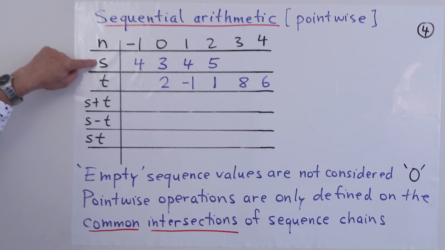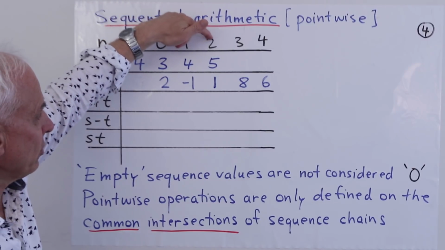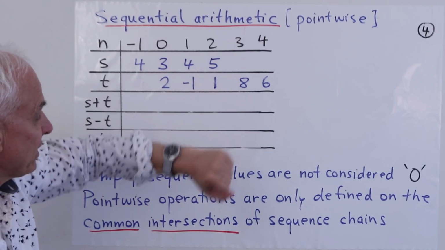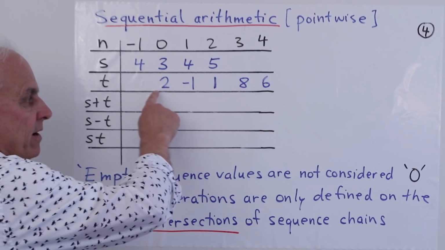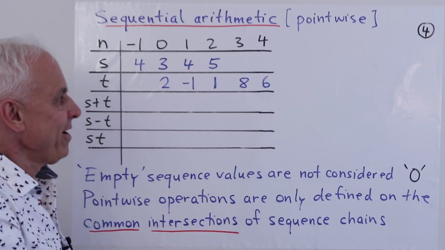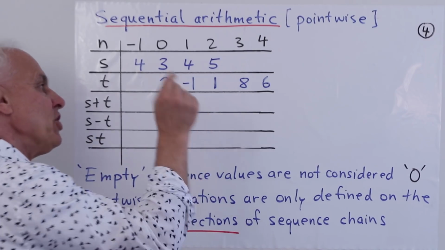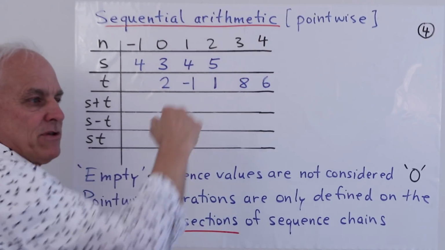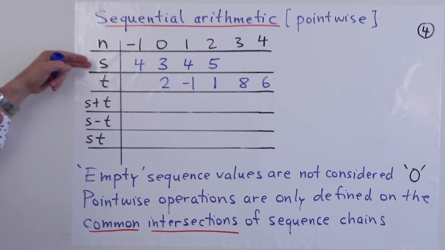We have sequence S, which is 4, 3, 4, 5, and it's supported on the chain from -1 to 2. Here is another sequence called T, the sequence 2, -1, 1, 8, 6, whose indices go from 0 to 4. This would be a standard sequence because it starts in the standard place of 0. But we don't always insist that sequences do that. We do insist that we know exactly where the elements are in terms of our reference indices, which are always integers. So here's S and here's T.